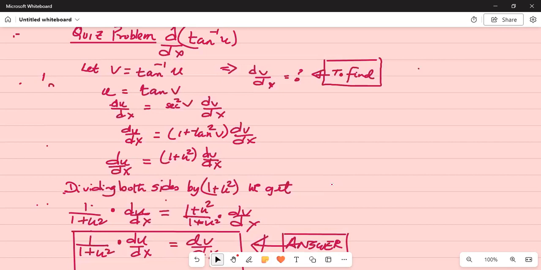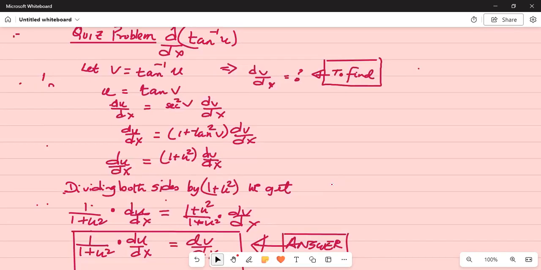Now, what is secant square v? It is 1 plus tangent square v. Why did I do that substitution? Because I know the value of tangent of v is u. So it becomes du over dx is equal to 1 plus u square times dv by dx.